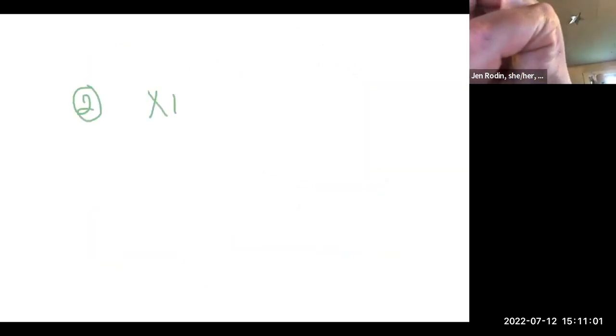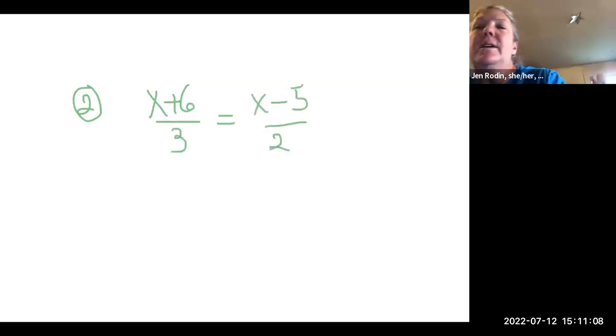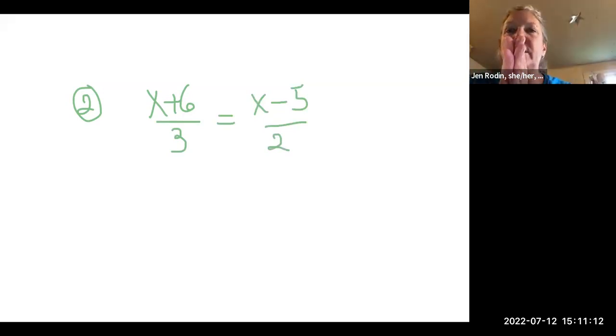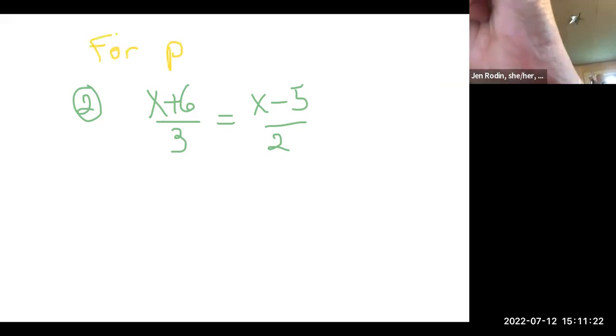(x + 6)/3 = (x - 5)/2. So these are clearly proportions. When it's obviously a proportion, one fraction equal to another fraction, we can solve them by cross products that way. So that works with proportions anytime.